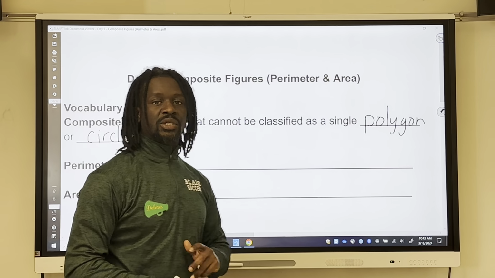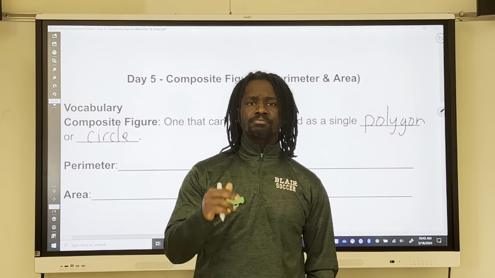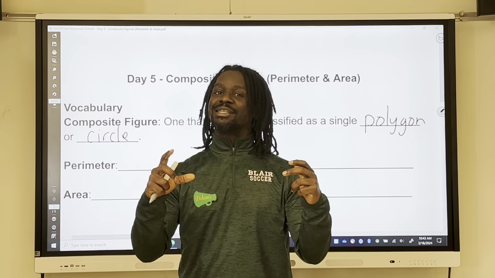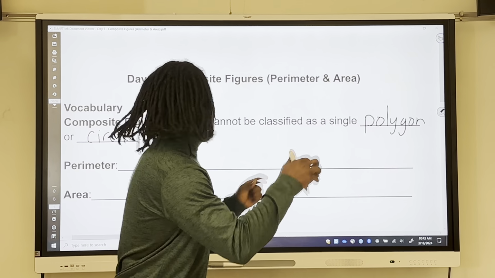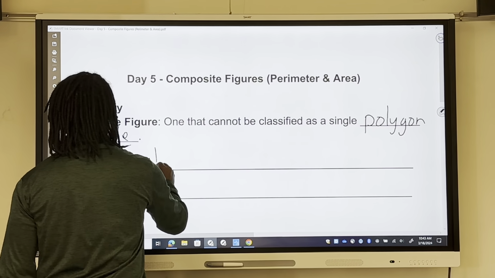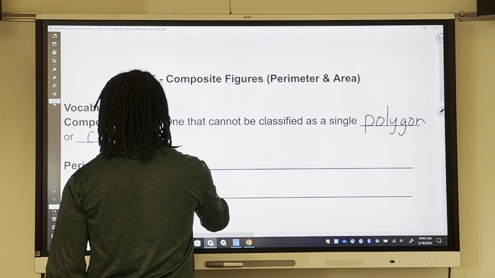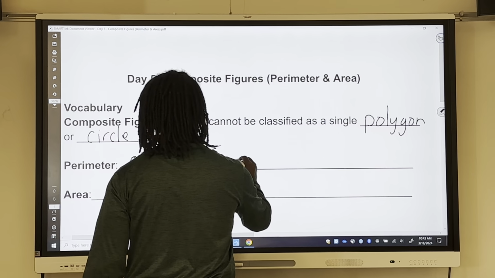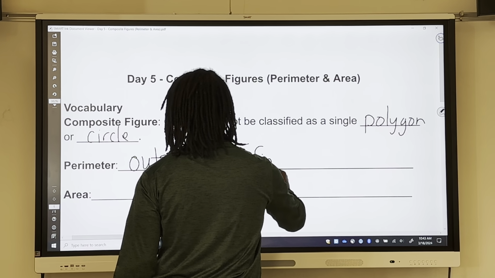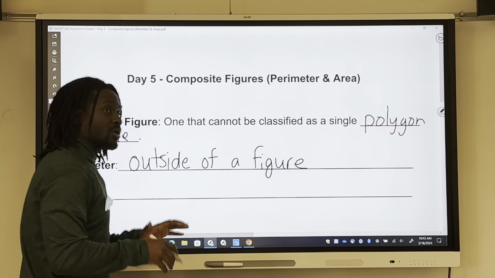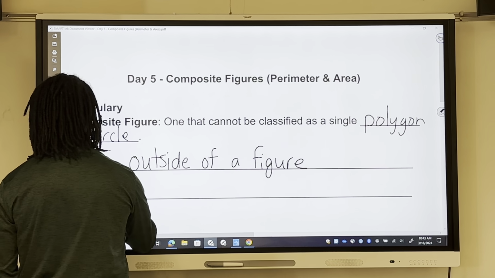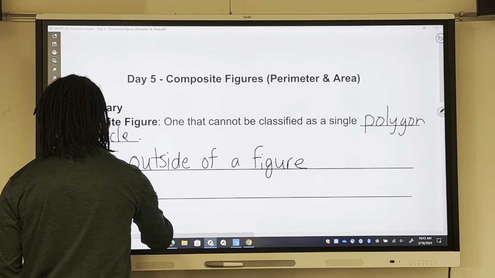Now, a couple other terms that you just need to make sure you know are perimeter and area. Those two terms are different. The perimeter is the outside of a figure. When I say outside, I mean the outside length of a figure. Whereas the area is the amount of space inside of a figure. So the space inside.